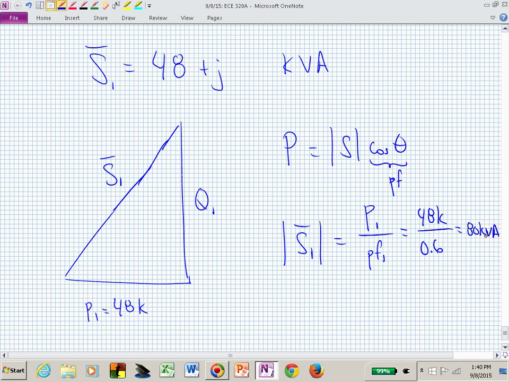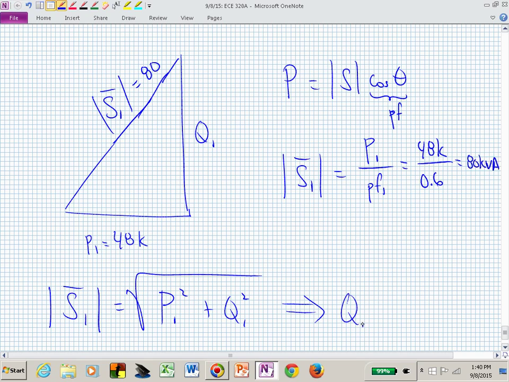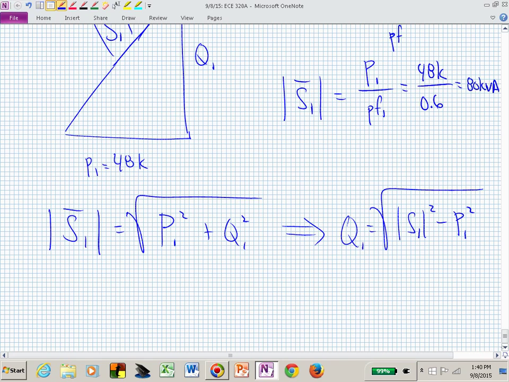I now know my hypotenuse is 80 long relative to my real part, which was 48. This piece is now 80. And if the Pythagorean theorem works, I know that the hypotenuse is the square root of P1 squared plus Q1 squared. And if I know S1 and if I know P1, I can solve for Q1. Q1 now is this square root of S1 squared minus P1 squared. And I'm not even having to use an angle.